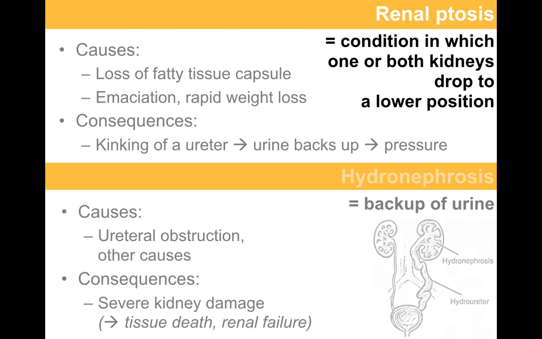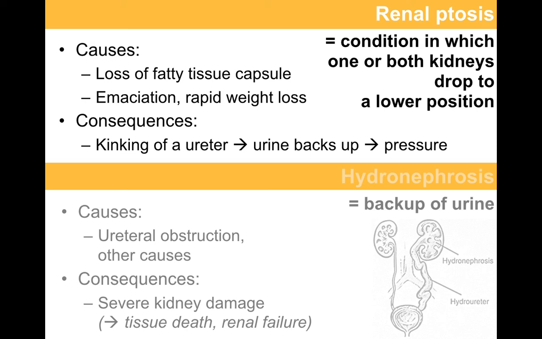And this leads us to look just briefly at one clinical condition. In renal ptosis, one or both of the kidneys drop lower than normal. And this may result from the loss of fatty tissue capsule that surrounds the kidneys and holds them in their normal position. This can sometimes be seen as a consequence of someone dropping weight very fast. The consequences can be quite problematic.